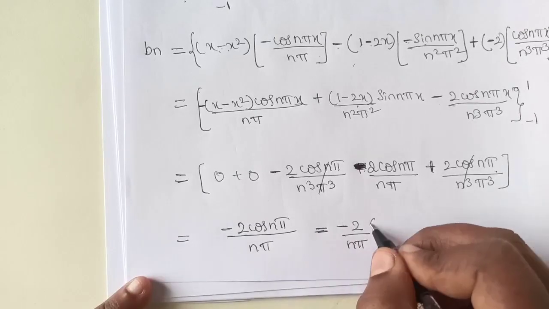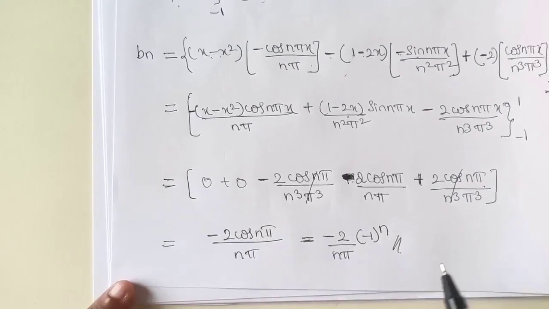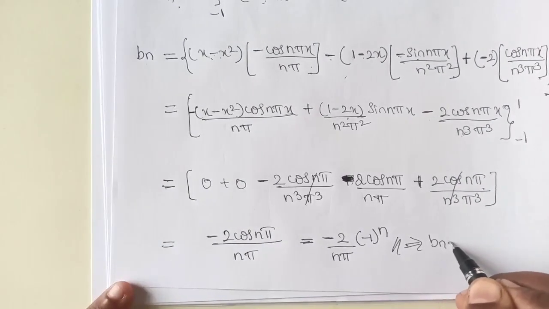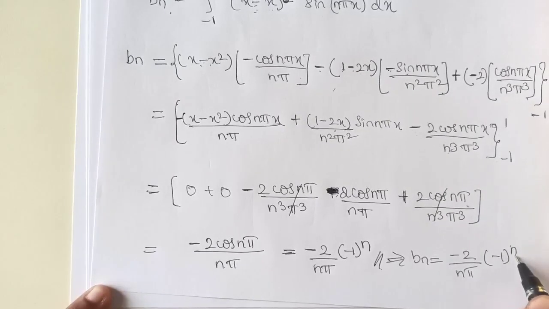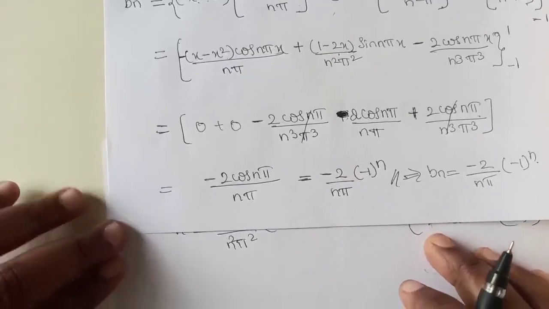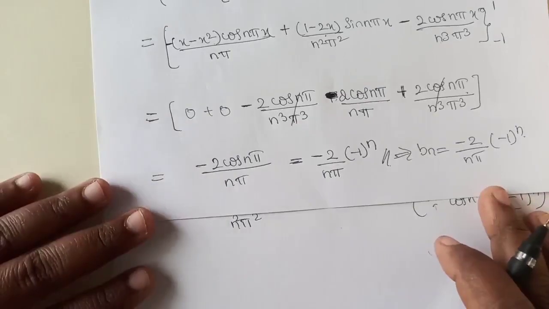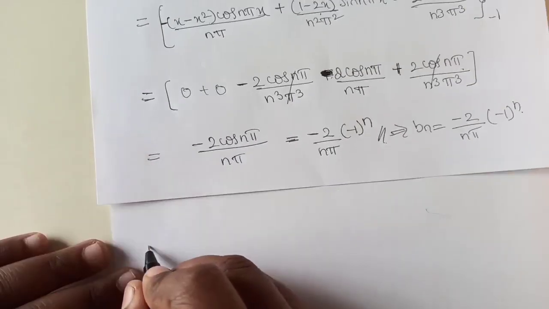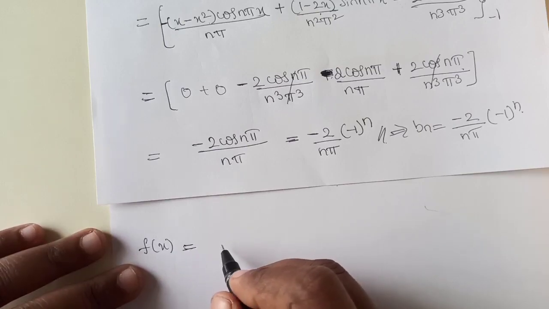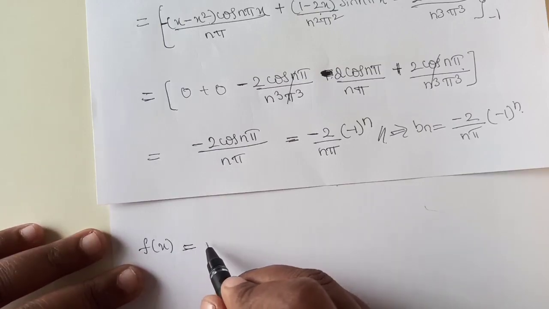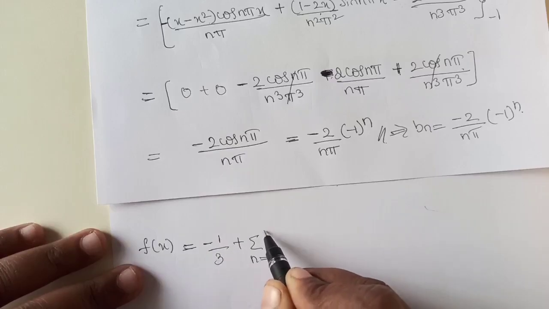This cos n pi value is minus 1 raised to n. Thus the bn value is minus 2 divided by n pi, minus 1 raised to n. Now substituting this an value and bn value into the Fourier series, we get f of x is equal to a0 divided by 2. The a0 value is minus 2 by 3, the 2 cancels, we get minus 1 by 3.